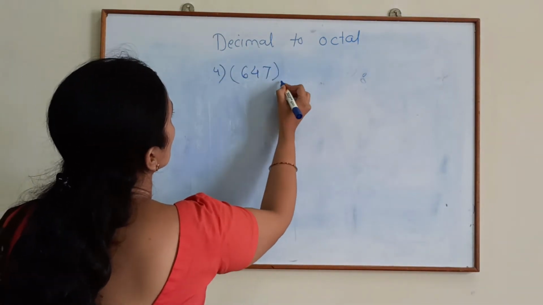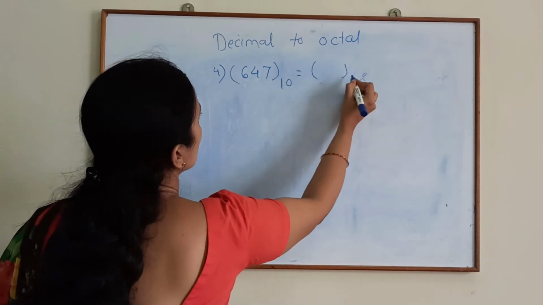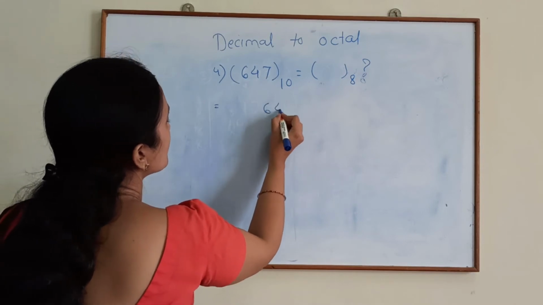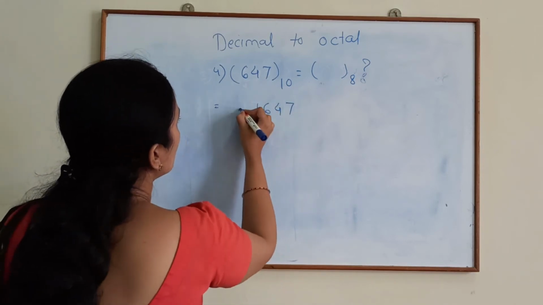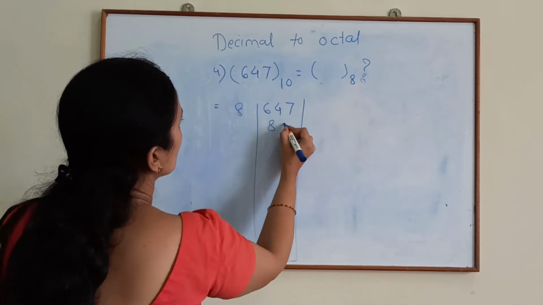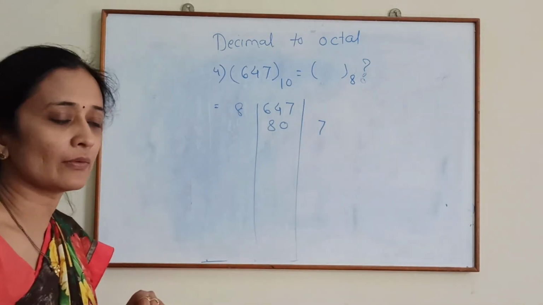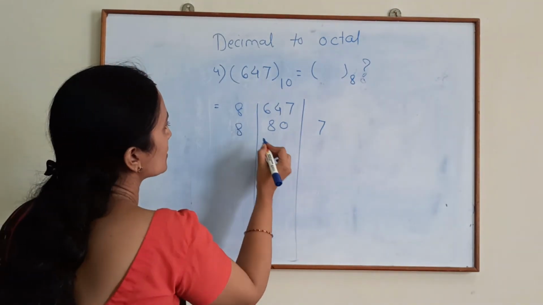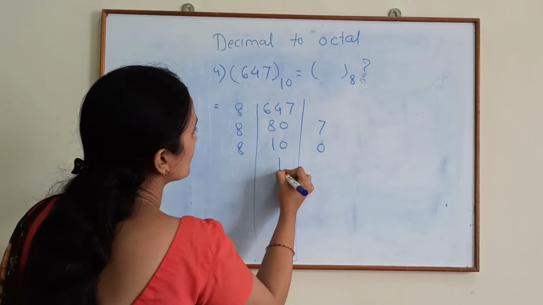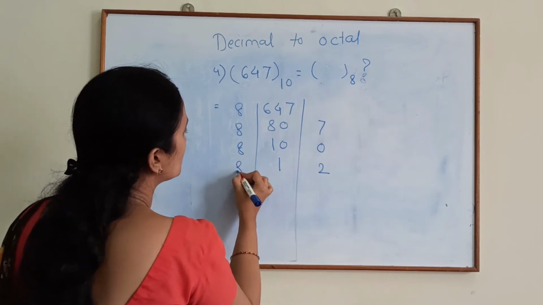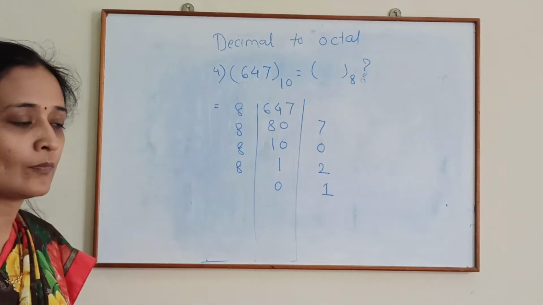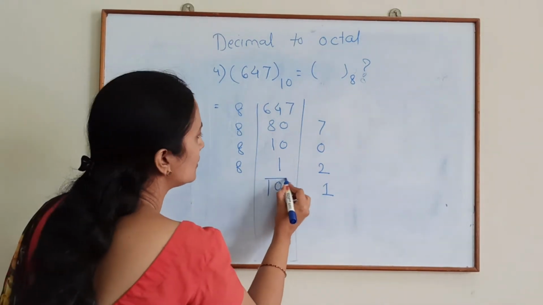647. This is the decimal number and we have to convert it into octal. Take down that number 647. Divide number by 8. Write here remainder. Remainder is 7. Again repeat the procedure. Remainder is 0. Repeat the procedure. Remainder is 2. 8 zeros are 0. Remainder is 1. Here we have got answer 0.